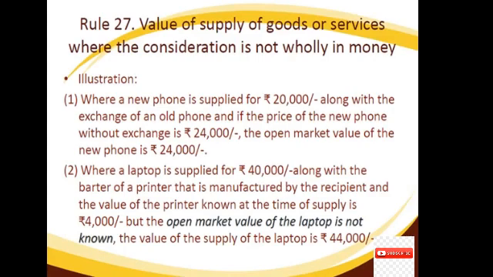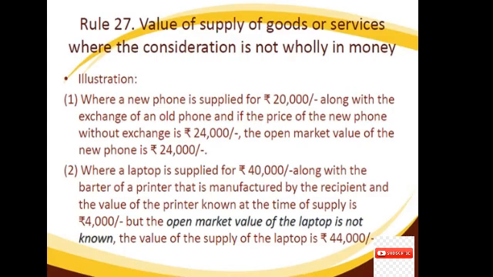Now moving to the next example, which talks about the second situation, that the open market value is not available but the exchange price is available. So you will take the monetary value plus non-monetary value, that is where a laptop is supplied for 40,000 along with an exchange of printer, and the value of printer is rupees 4,000. So now the value of supply of laptop will be rupees 44,000.